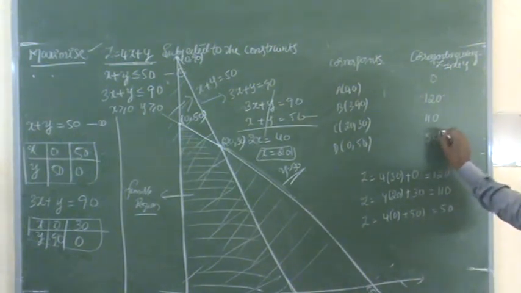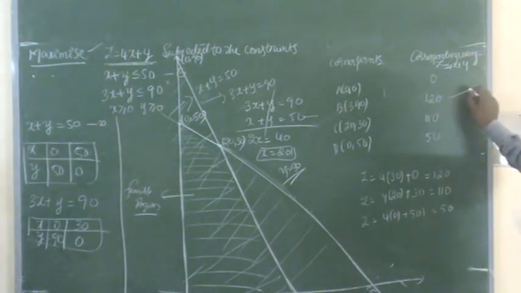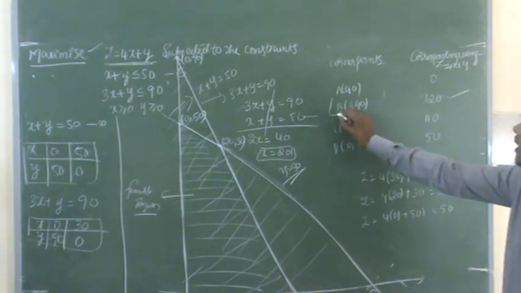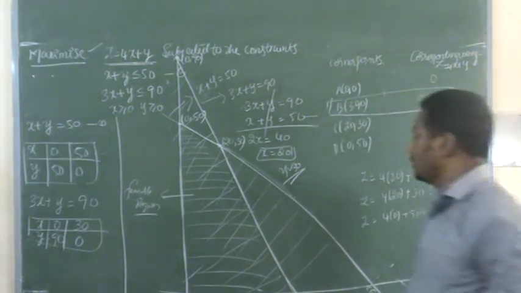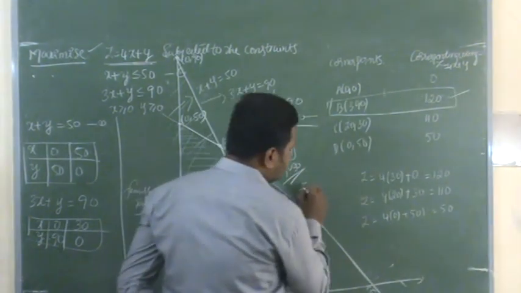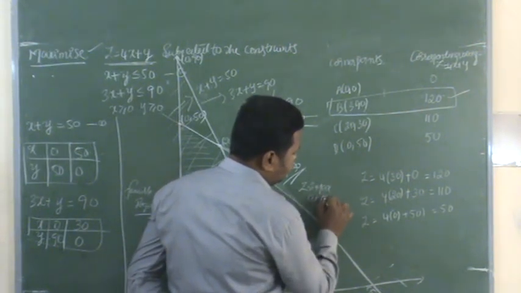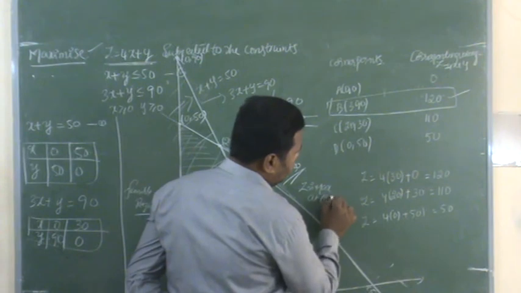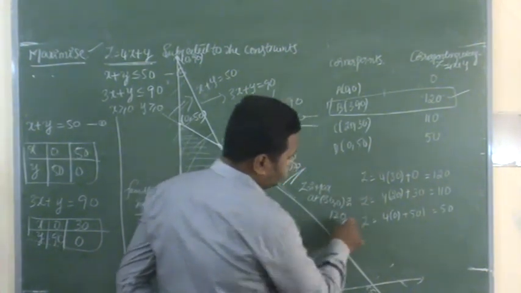Now the maximum value is 120 at the point 30, 0. Therefore z is maximum at the point 30, 0, and the value is 120.